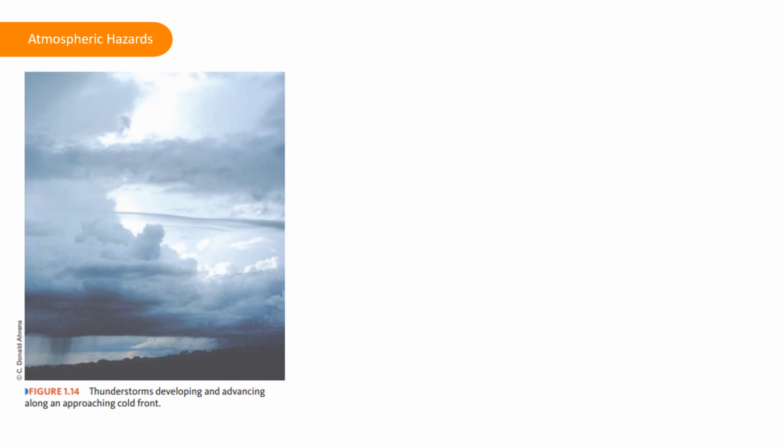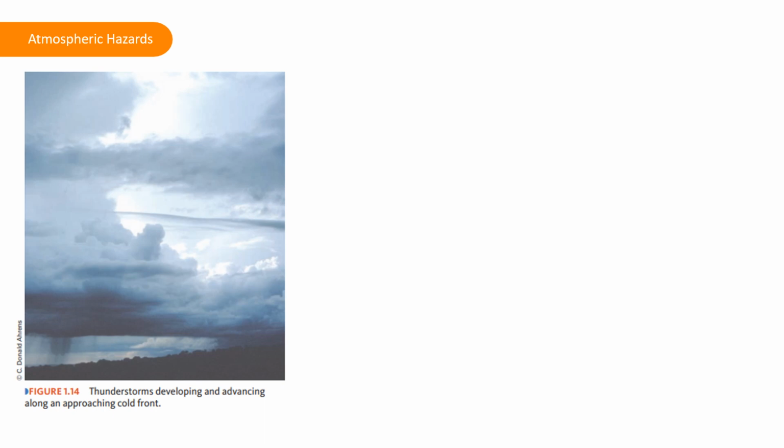So now that we have seen the different maps, and we know what weather and climate are, we've had enough background of the atmosphere. We can also see now the atmospheric hazards that it can bring to human beings or to the earth. So atmospheric hazards, for example, is the thunderstorm here in the picture that is developing and advancing along an approaching cold front.